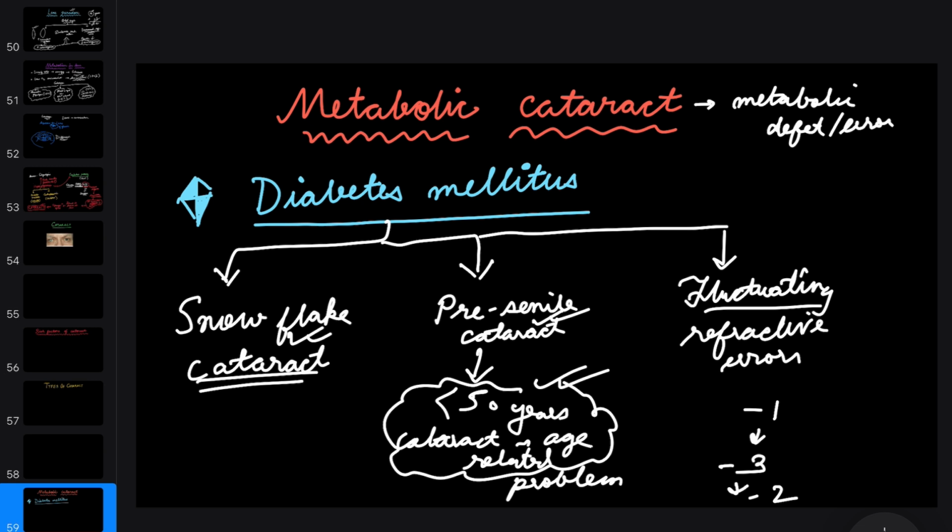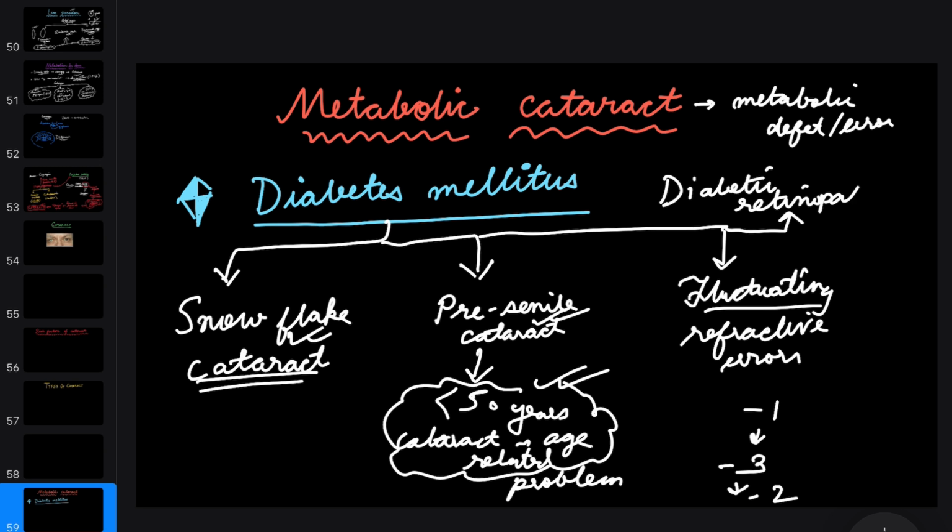So basically, due to unstable blood glucose levels in diabetes mellitus, we have fluctuating refractive errors. This is another problem. And another very, very important problem that we will study when we talk about the retina, very, very important, is diabetic retinopathy.